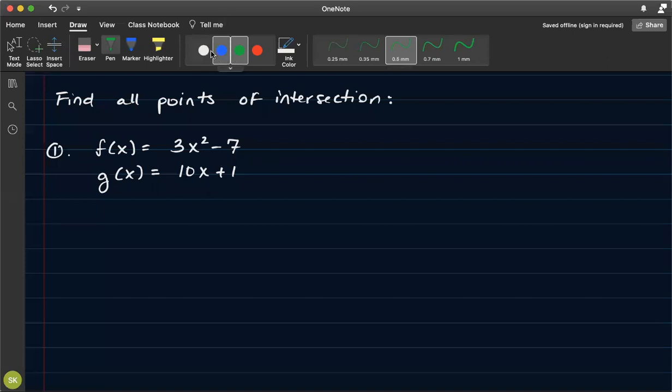So what do we do? First off, this is a quadratic, which means it's a parabola. So it's a U-shaped graph because we have an x squared term. This one is a line. Why is it a line? Because we don't have an x squared term. The highest power we have is just this x. You can see that this is the slope and this is the y-intercept.